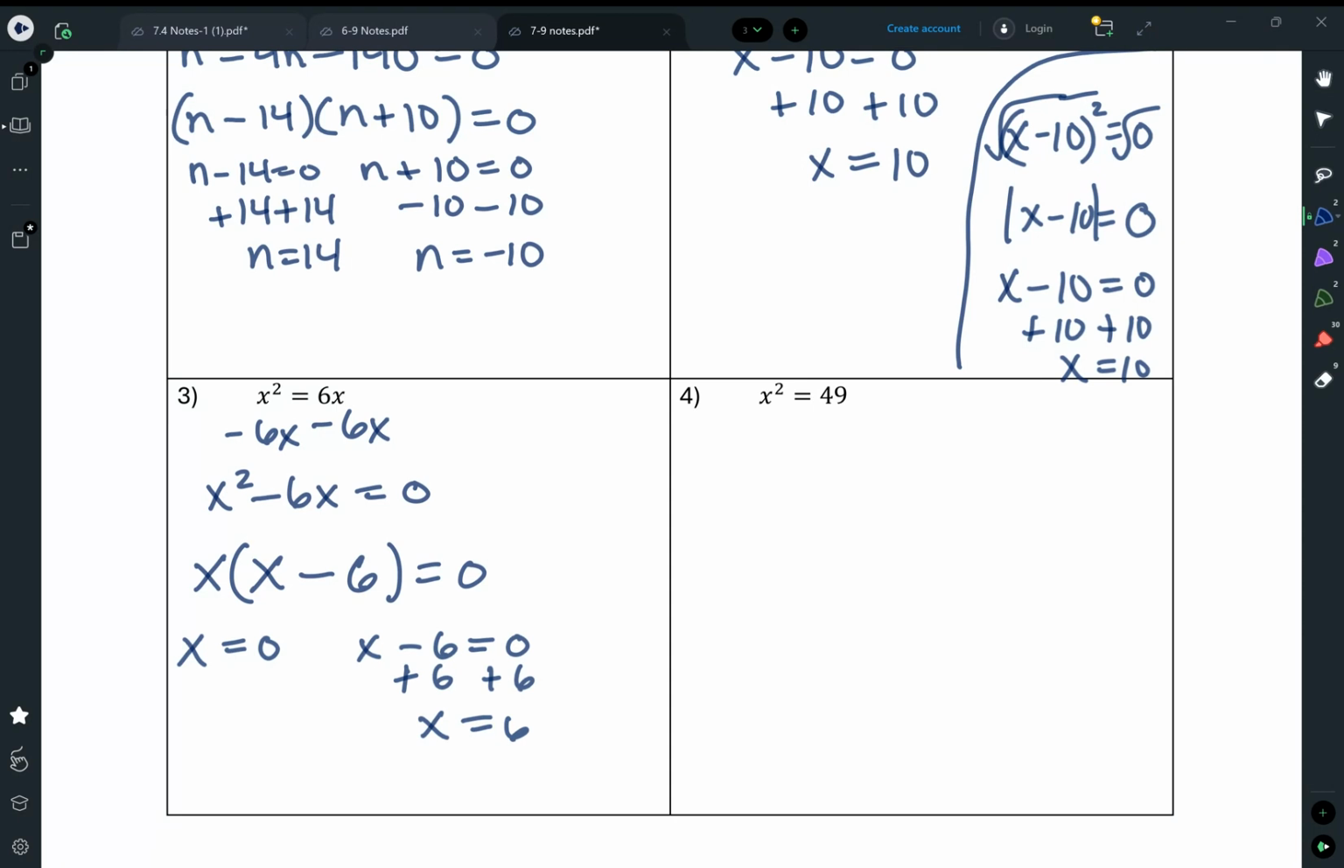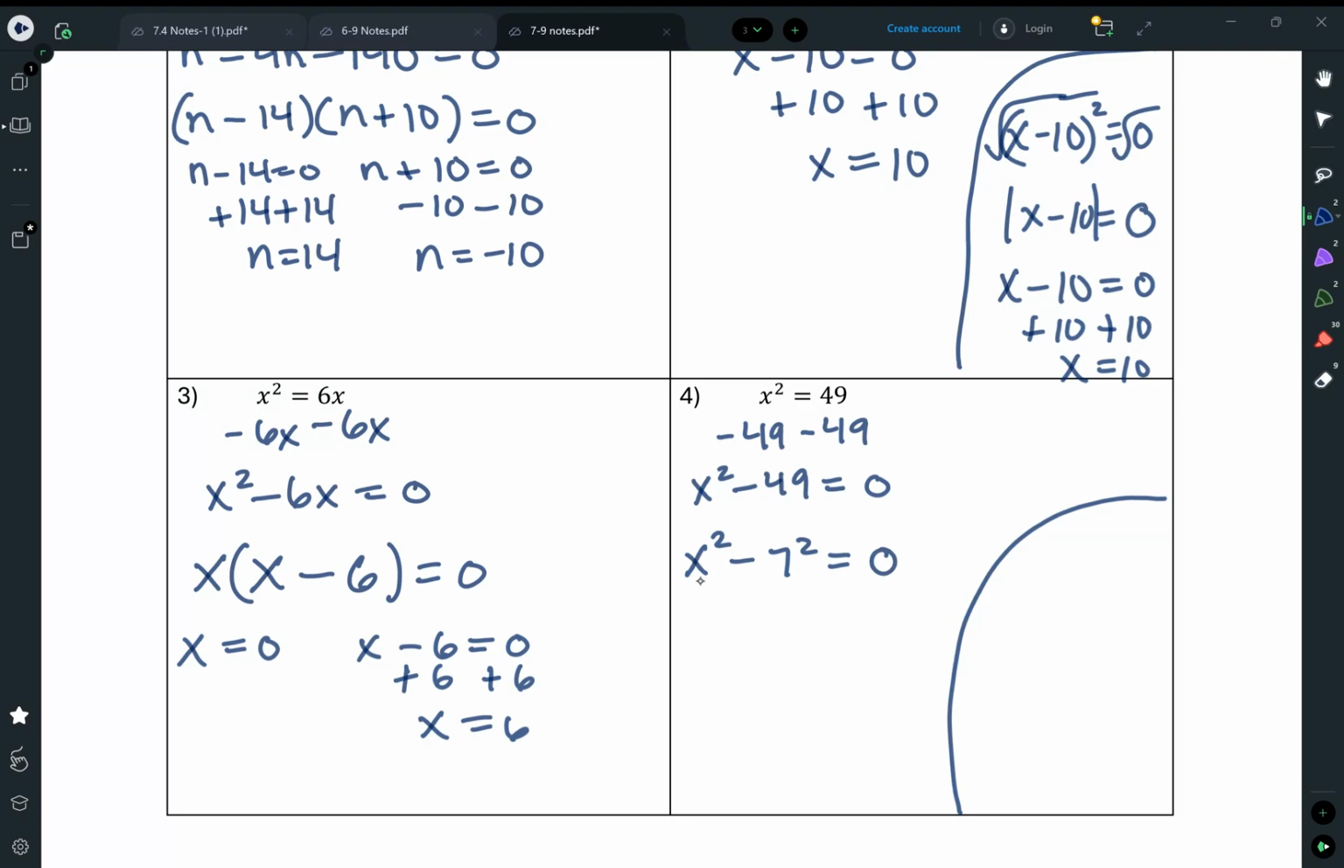On the last one, if I'm following my zero product property directions, I would first subtract 49 on both sides. I know this might not be what you think is the easiest method, so we'll definitely look at a second method as well. This would be x squared minus 49 equals 0. So now I need to recognize that x squared is a perfect square, and so is 49. 49 is equal to 7 squared.